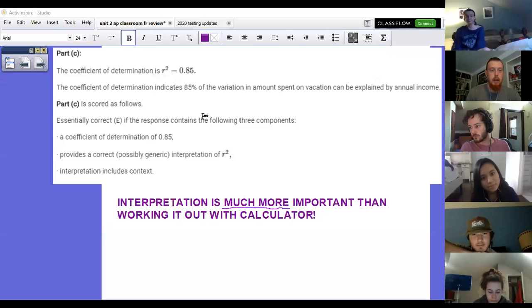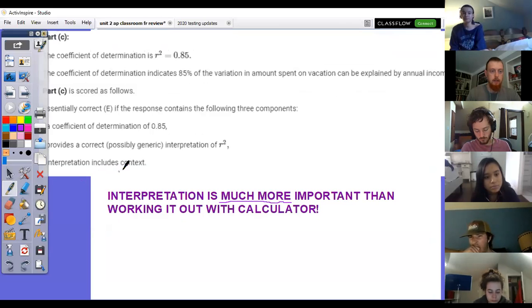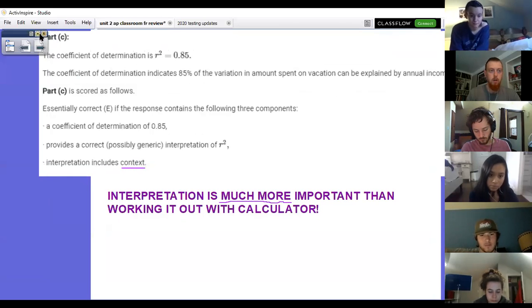So if you just say 85% of the variation is explained, that's not going to be good enough. 85% of the variation in what? In amount spent on vacation can be explained by annual income. Always response variable first, and then explanatory variable. This is a common theme. Context. You have to put the answer in context in order to get full credit.